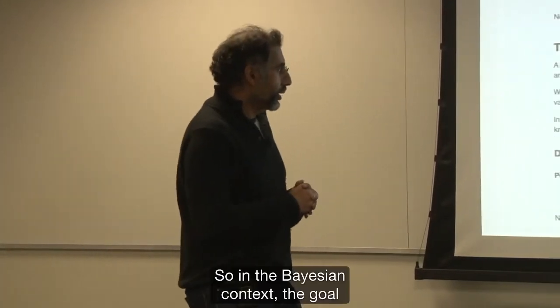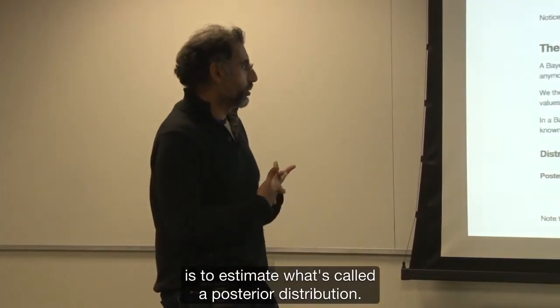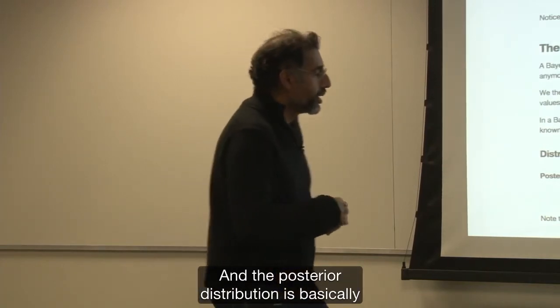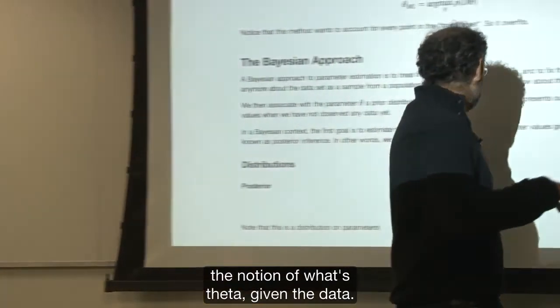Okay. So in the Bayesian context, the goal is to estimate what's called a posterior distribution. And the posterior distribution is basically the notion of what's theta given the data.